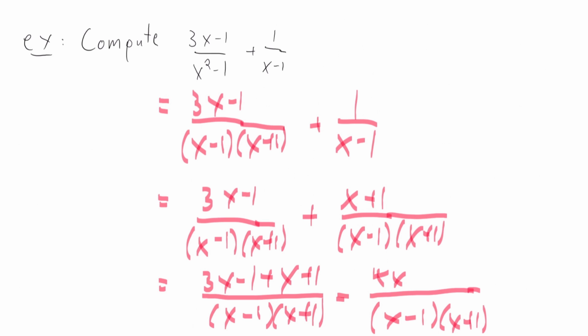So if you like, you can leave it like this, or you could multiply x minus 1 times x plus 1 out in the denominator and get x squared minus 1. But I say that we are done. We have successfully combined our fractions, and even though they had variables, all I had to do was find a common denominator, and that's this step here.